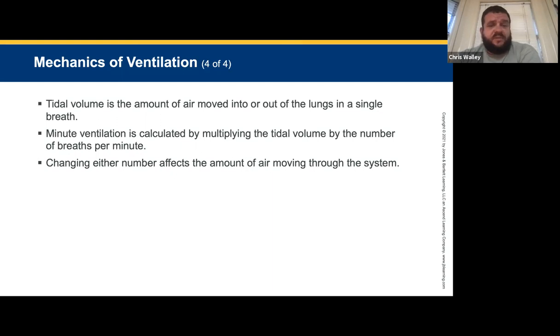So half of an IV bag is 500 mLs. So that's your average flow. And I'm just giving you some example ones so you can think in your head. That's about the average tidal volume.